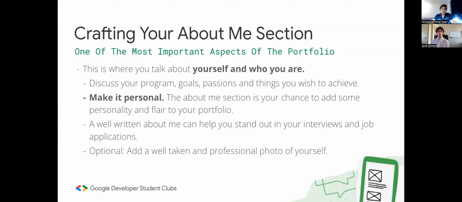A well-written About Me section is an easy way to help you stand out in your job applications and show employers a bit about yourself. If you'd like, you can also include a well-taken and professional photo in this section.